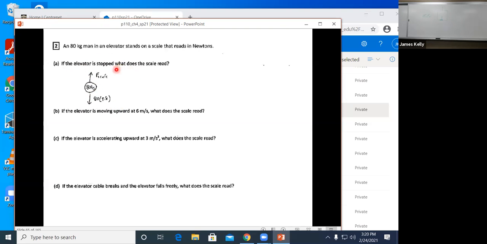And in this case, there's not a cable pulling up on the man, but there is a scale pushing up. And we're imagining the person's just sitting there, not accelerating at all. What else do I need in order to apply Newton's second law?